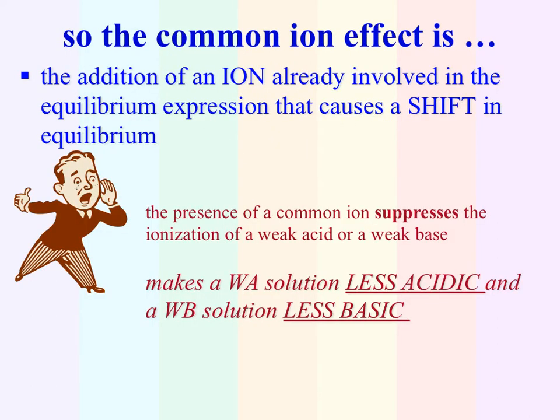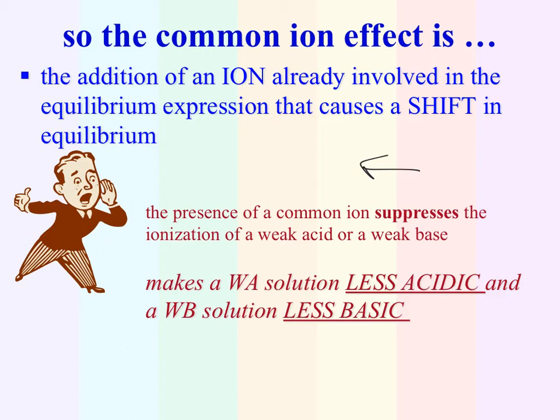So basically, the common ion effect is when you add an ion that's already involved in the equilibrium expression, and that ion's addition subsequently affects the overall equilibrium position. Okay, so the presence of common ions is going to suppress the ionization of weak acids and bases. Okay, so it's basically going to shift that left towards the reactants.